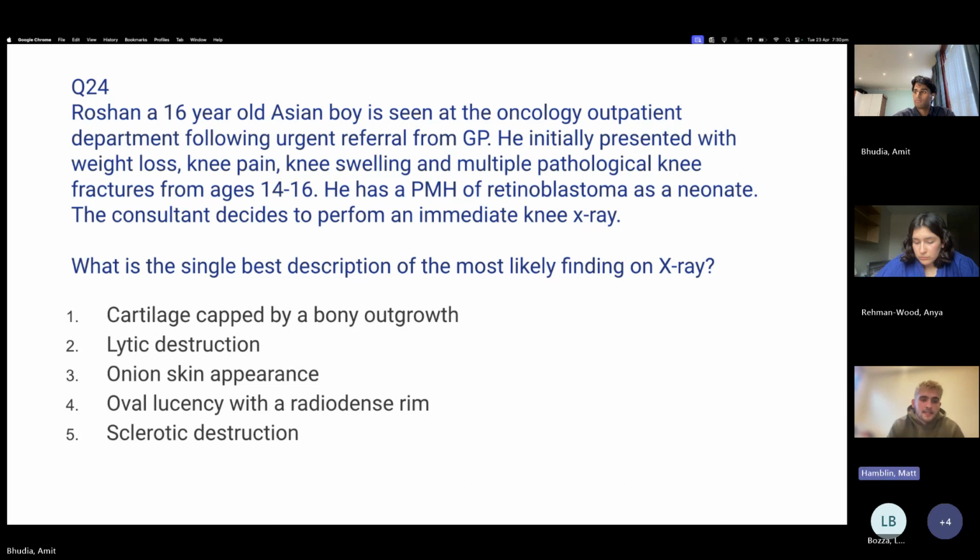Okay, so Roshan, a 16-year-old Asian boy, is seen at the oncology outpatient department following urgent referral from the GP. He initially presented with weight loss, knee pain, knee swelling, and multiple pathological knee fractures from the ages of 14 to 16. And he has a past medical history of retinoblastoma as a neonate, and the consultant decides to perform an immediate knee X-ray. What's the single best description of the most likely finding on an X-ray?